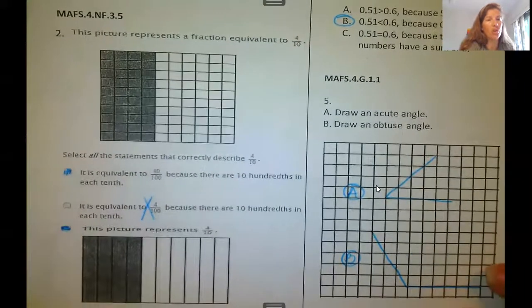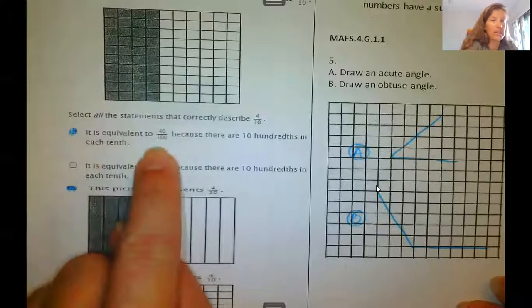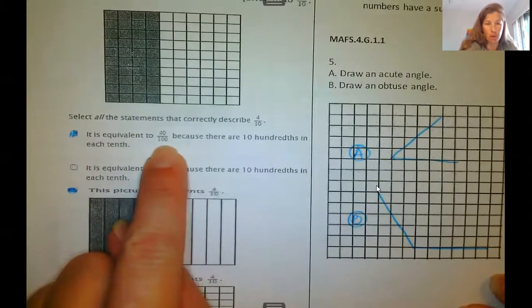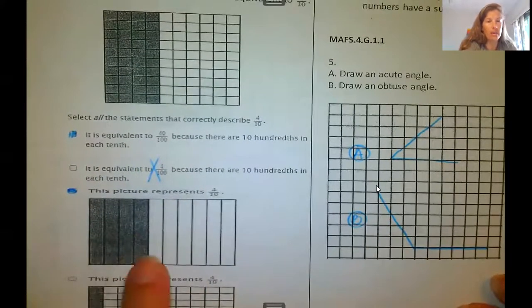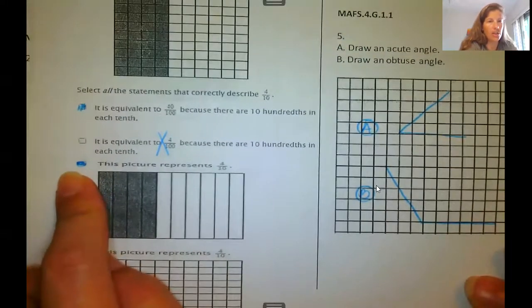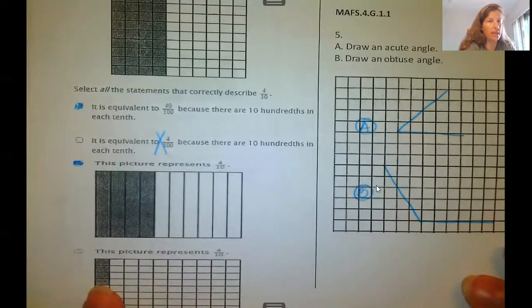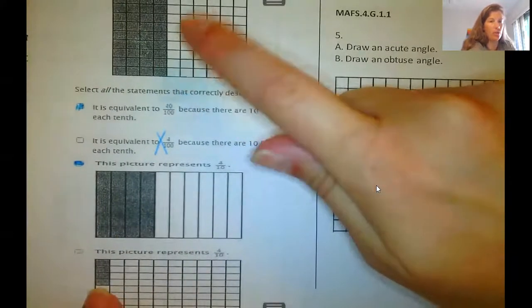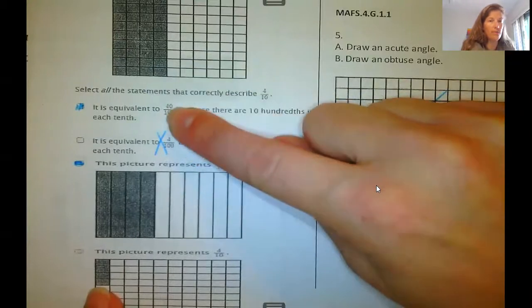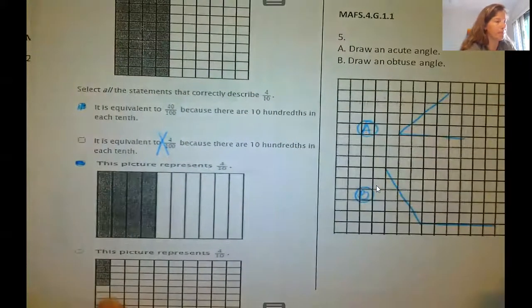We want to know which ones correctly describe 4/10. 4/10 is equal to 40 over 100. And this is what 4/10 looks like. So it's the first option and the third option. 4 over 100 is not the same because that looks like this, not this. That's a huge difference. Remember, this is 40 cents. This is 4 cents. Those aren't the same.